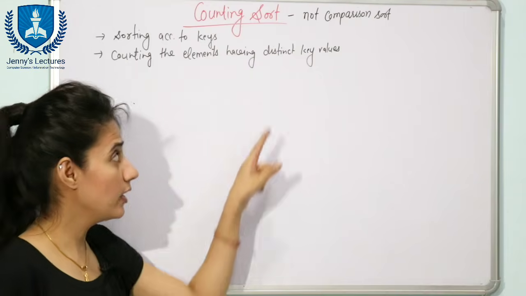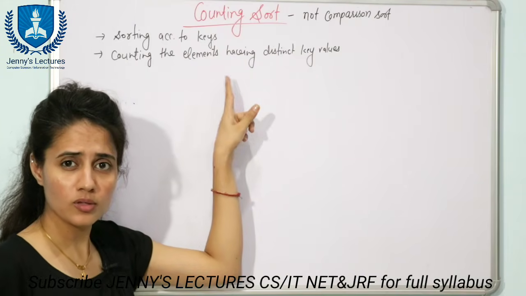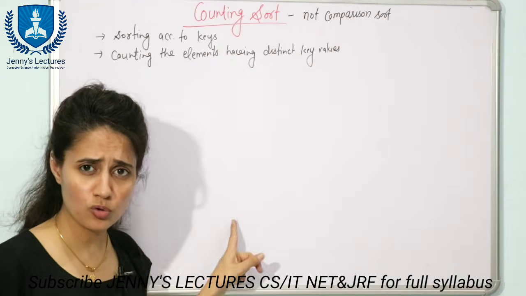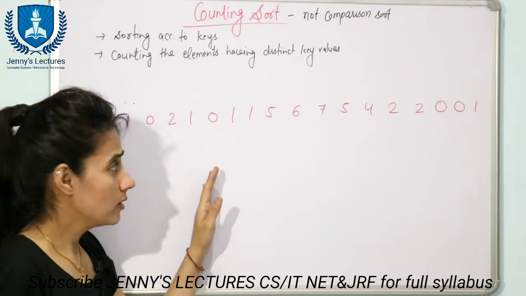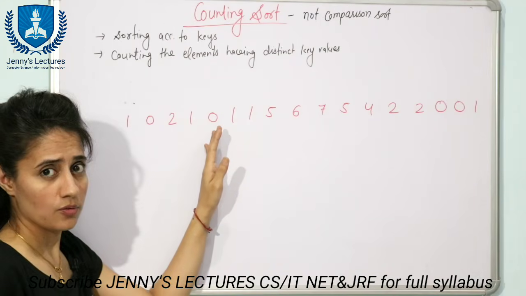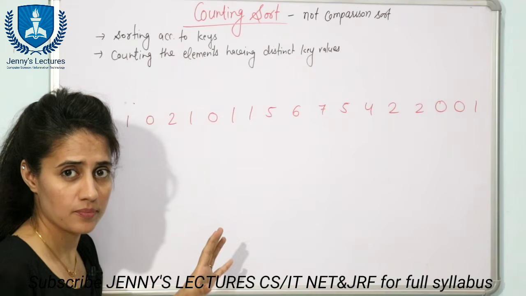Now what is this key value? How are we going to count the number of elements, how are we going to sort? We are going to see this with the help of an example. So see, let us suppose you are given this array. Fine. And you are going to sort this array.